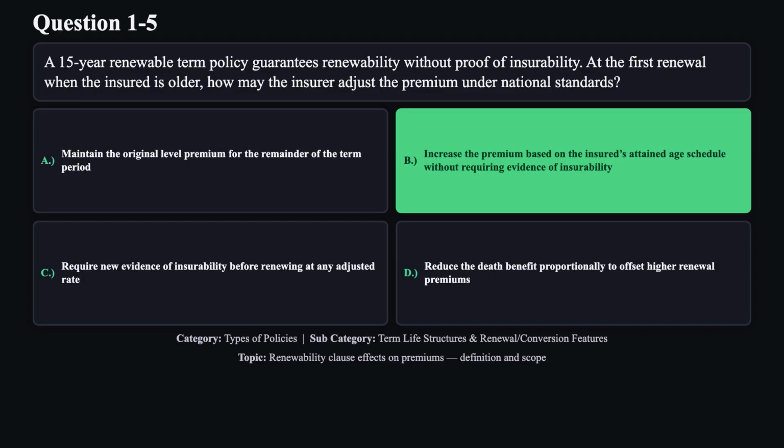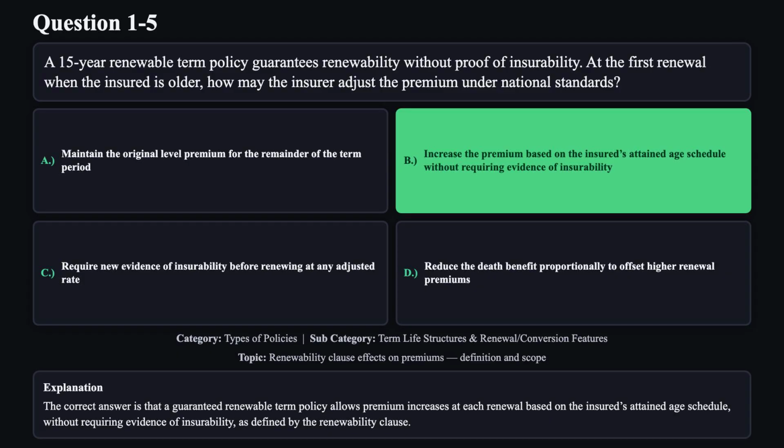The correct answer is B. The correct answer is that a guaranteed renewable term policy allows premium increases at each renewal based on the insured's attained age schedule without requiring evidence of insurability, as defined by the renewability clause.